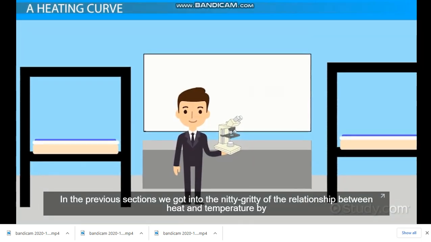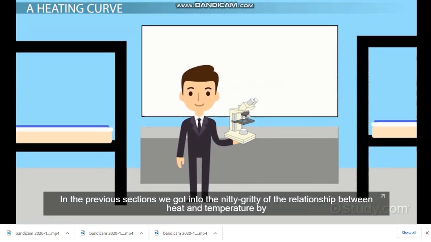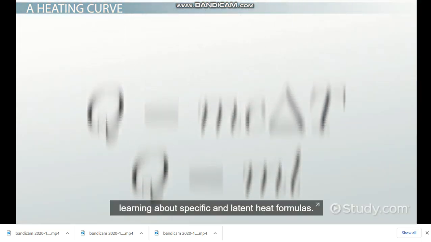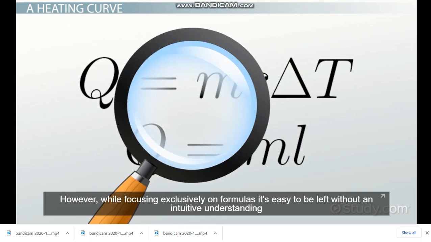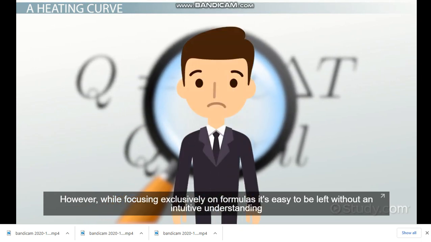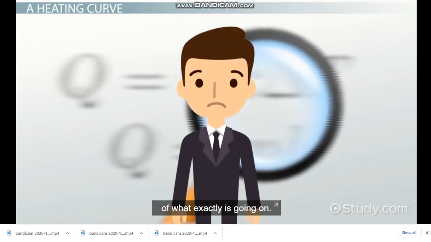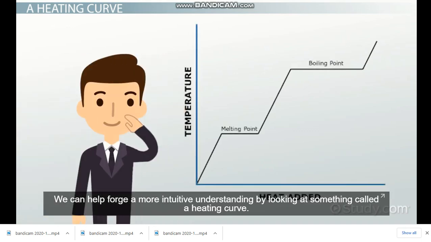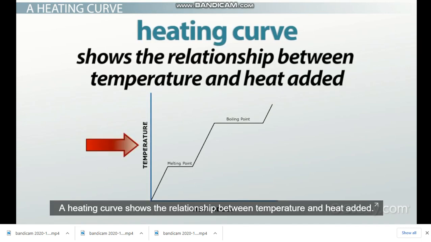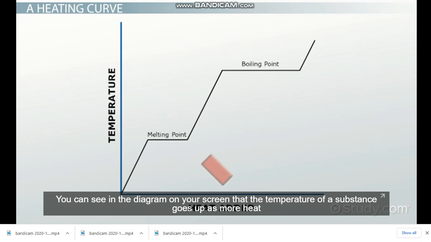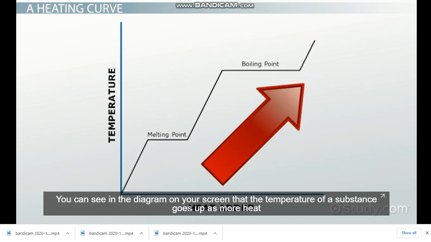In the previous sections, we got into the nitty-gritty of the relationship between heat and temperature by learning about specific and latent heat formulas. However, while focusing exclusively on formulas, it's easy to be left without an intuitive understanding of what exactly is going on. We can help forge a more intuitive understanding by looking at something called a heating curve. A heating curve shows the relationship between temperature and heat added. You can see in the diagram on your screen that the temperature of a substance goes up as more heat is added to it.